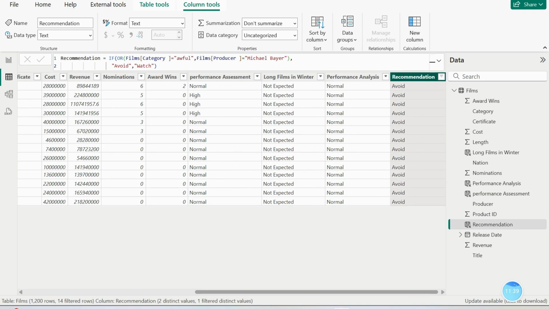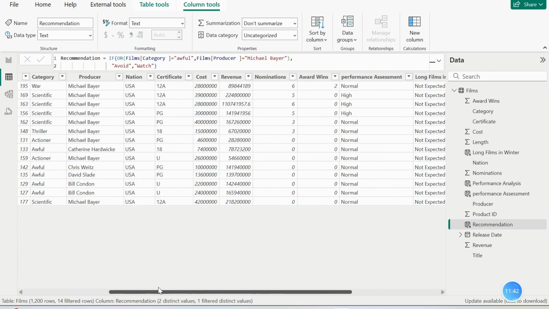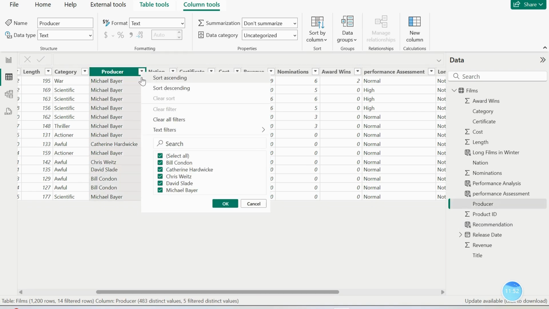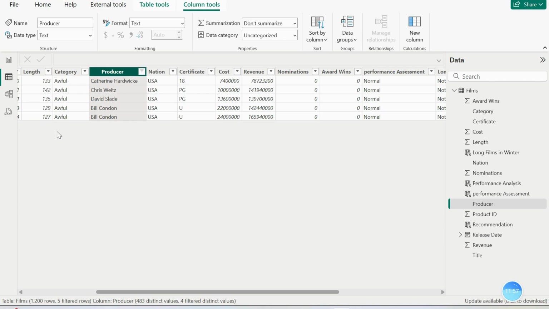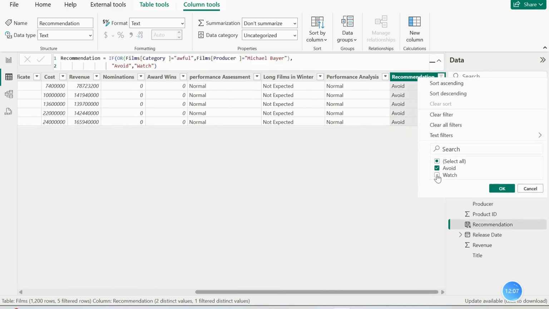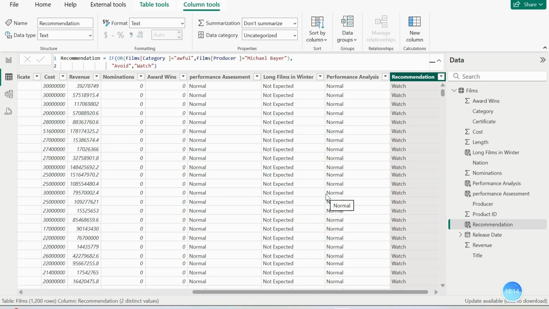Why do we avoid the movie? The first is the producer is Michael Bay. If the producer is not Michael Bay, why still avoid? Because awful. If awful or Michael Bay as the producer, then we just avoid to watch the film. Otherwise, we can watch the movie. Okay, that's no problem. Let's do a little bit more practice.